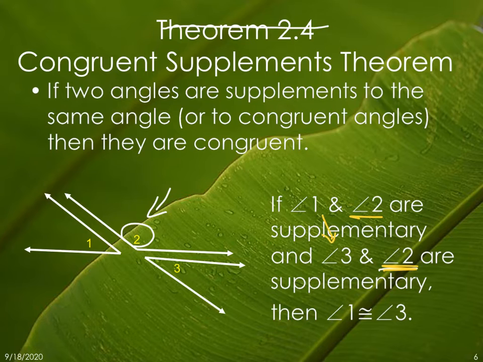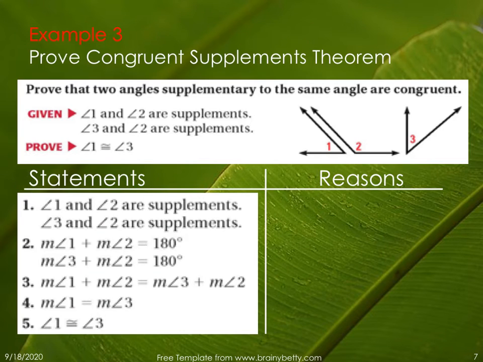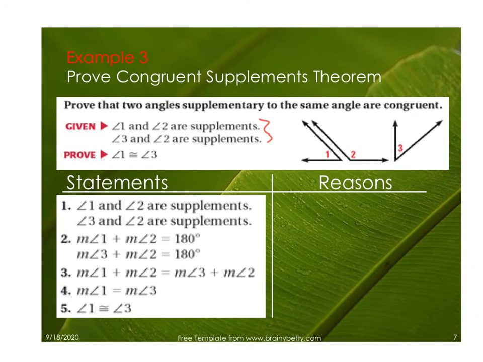See how they both are supplements here to angle 2, so that's what's in common. So that makes these 2 equal. They're both supplementary to angle 2. I'm going to prove this theorem. It wants us to prove that angle 1 is congruent to angle 3, given that angle 1 and angle 2 are supplements and 3 and 2 are supplements. They've already given us the statements. We just have to come up with the reasons.